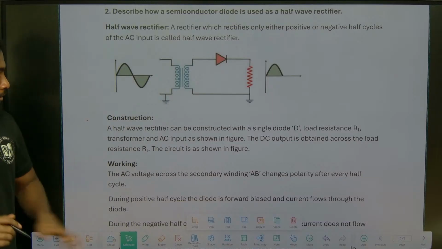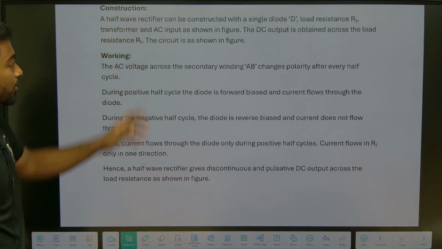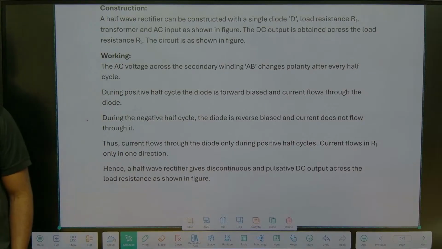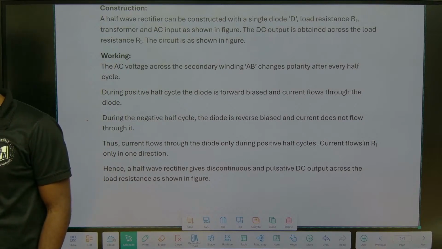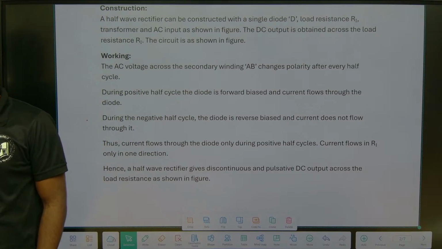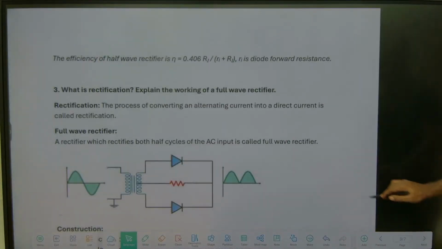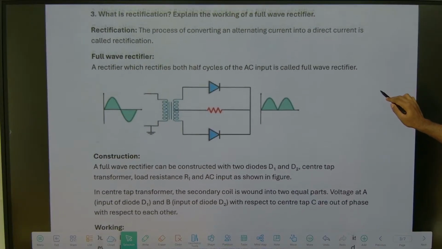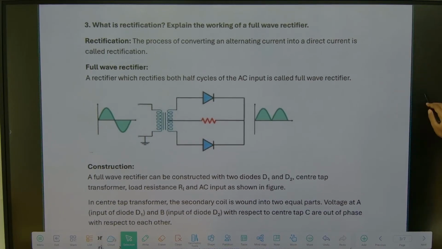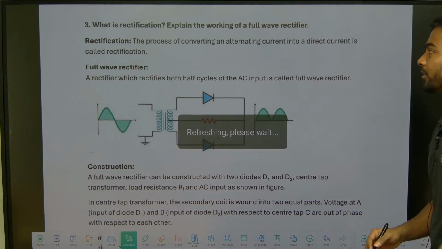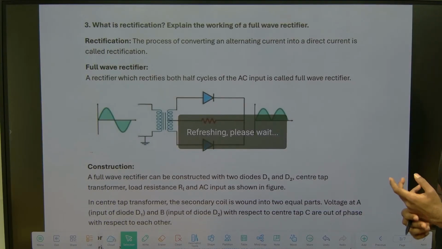Okay. So the next part, yeah, you can take a note of this and we can go for the next question. Yeah, the next question is, what is rectification? Explain the working of a full wave rectifier.